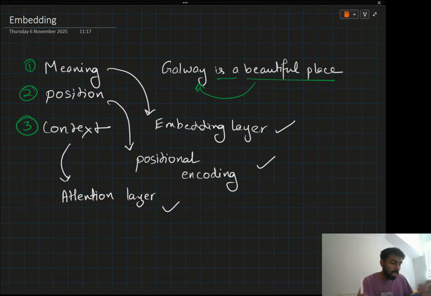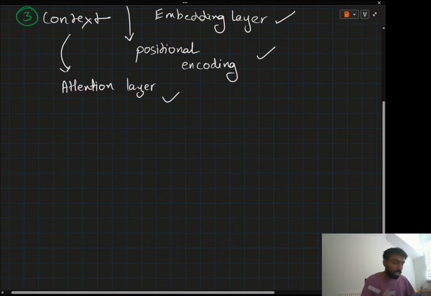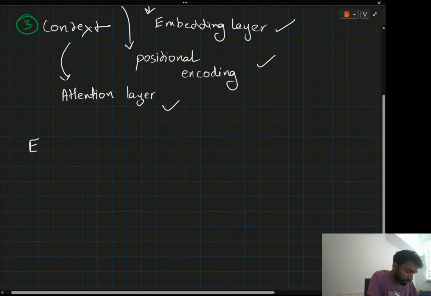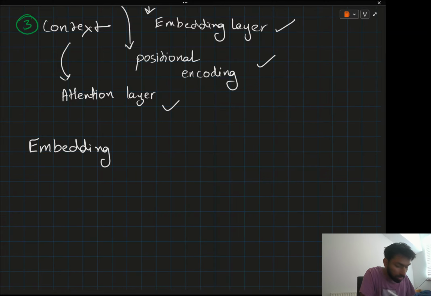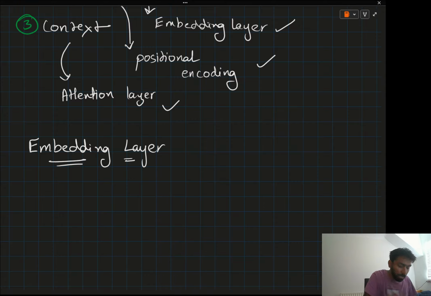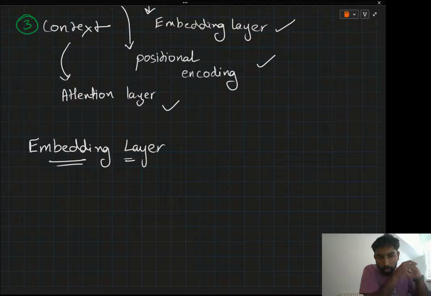Now we'll go one by one on each, starting with the embedding layer. What is the embedding layer and how does it capture meaning? The embedding layer is basically a layer through which every encoded word will be passed to generate a meaning of the word. Now what do we mean by meaning?